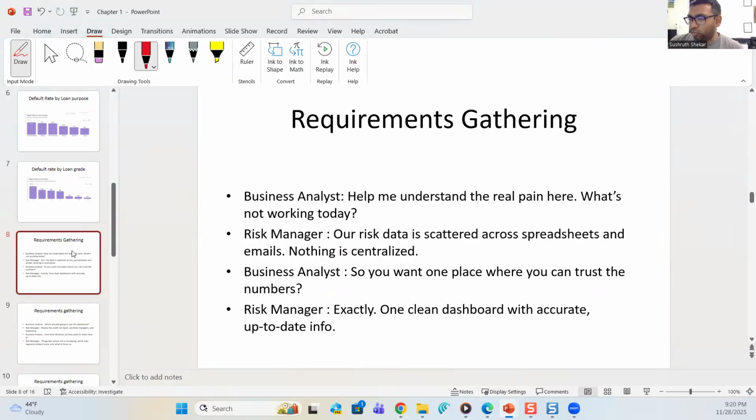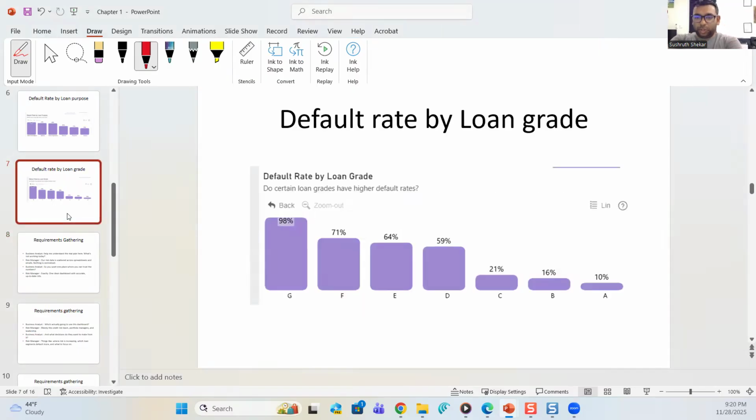Okay. So now this is going to be a simulation of how we will gather requirements. I'm going to simulate an actual requirements gathering meeting. This conversation is going to be between the business analyst and the business. In this case, the one who's going to talk to me is going to be the risk manager, because the risk manager will be using all these features. Let me simulate this.